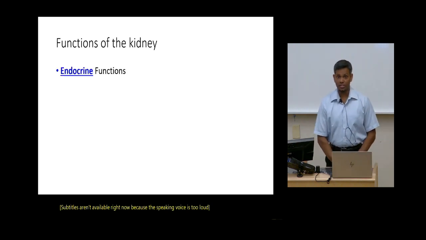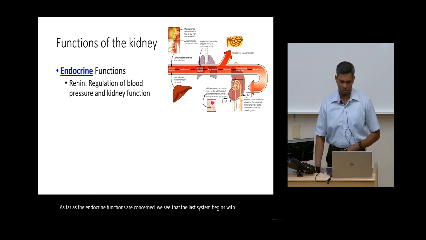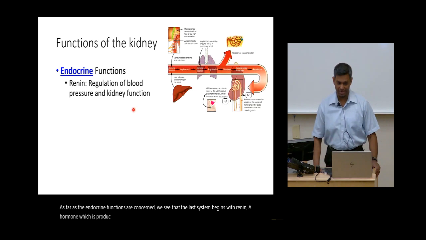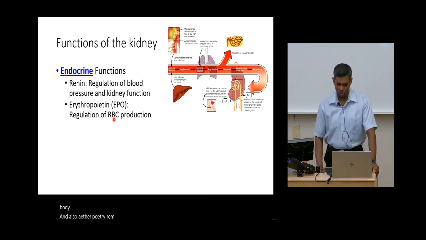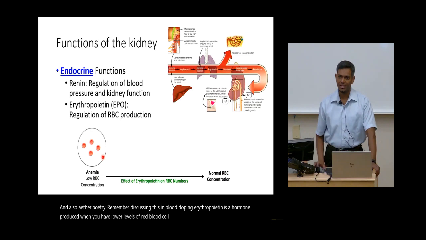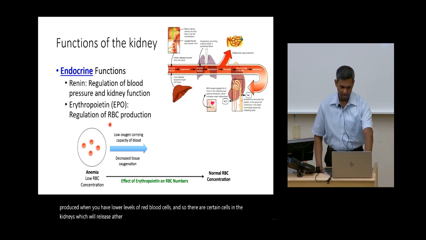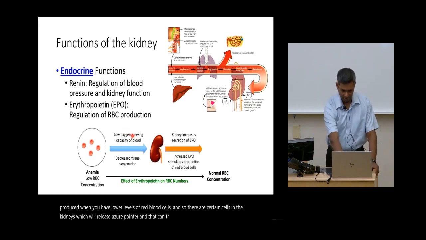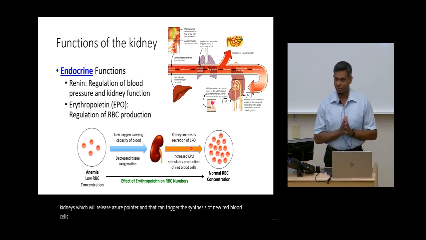As far as the endocrine functions are concerned, the RAS system begins with renin, a hormone produced by the kidneys, which can help maintain blood pressure in the body. And also erythropoietin. Remember discussing this in blood doping. Erythropoietin is a hormone produced when you have lower levels of red blood cells, so certain cells in the kidneys will release erythropoietin, and that can trigger the synthesis of new red blood cells. So with that, we're done with the urinary system.